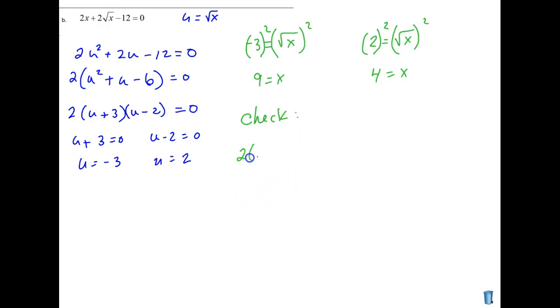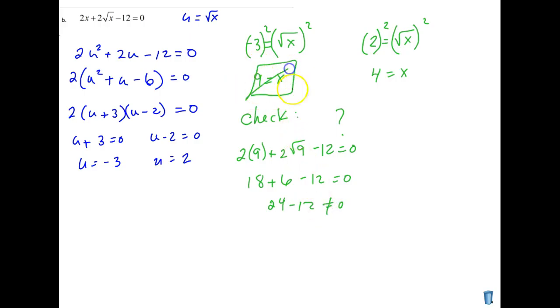So here, 2 times 9 plus 2 times the square root of 9 minus 12, does that equal 0? This is the question. Well, this becomes 18, and 2 times the square root of 9, so that square root of 9 is 3, so 2 times 3 is 6. Does 18 plus 6 minus 12 equal 0? Well, 18 and 6, that's 24 minus 12. That does not equal 0. So this answer here is extraneous.